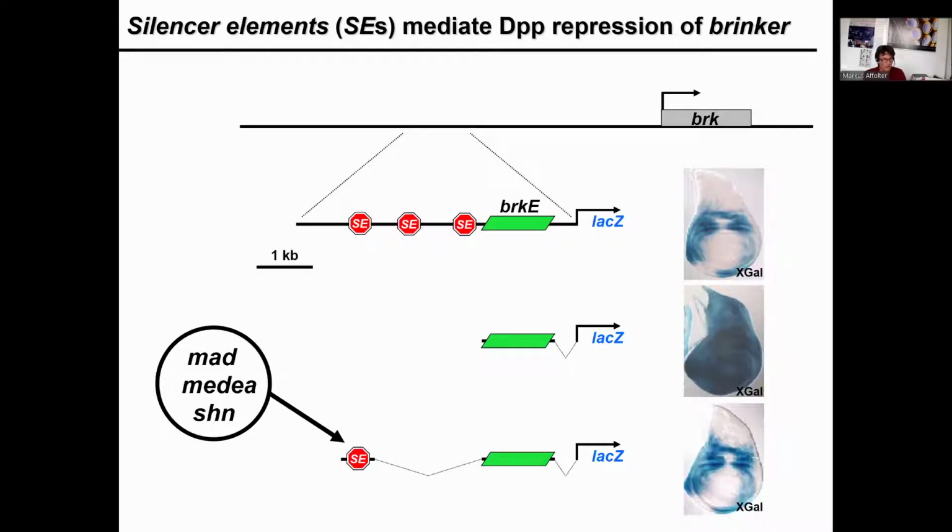They form an intermolecular complex. Trimer of MAD Medea, 2 MAD, 1 Medea, 1 Schnurri. That's the model. We don't have any structures. Once you've done that, Brinker is gone, and now you can activate target genes. Brinker also can participate in target gene regulation because it is now not present here anymore, but still present here. So it is kind of part of the response. You activate a gene here and you repress it in all the other cells that have not seen the signal.